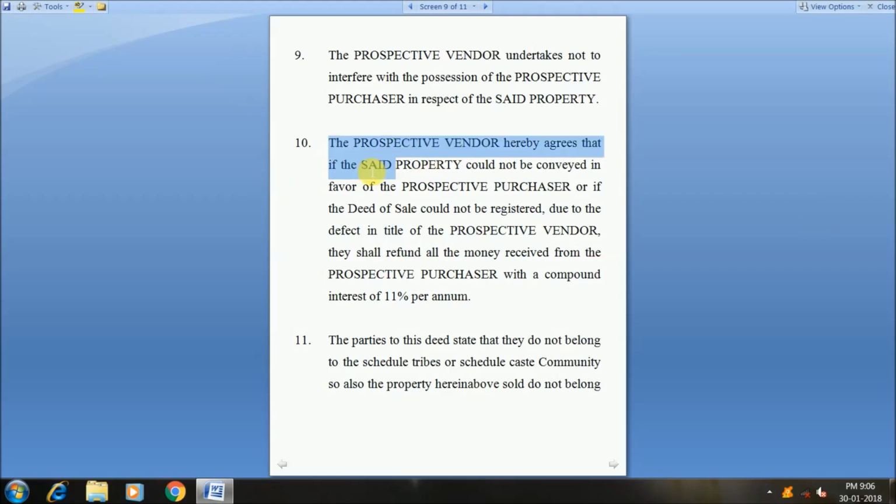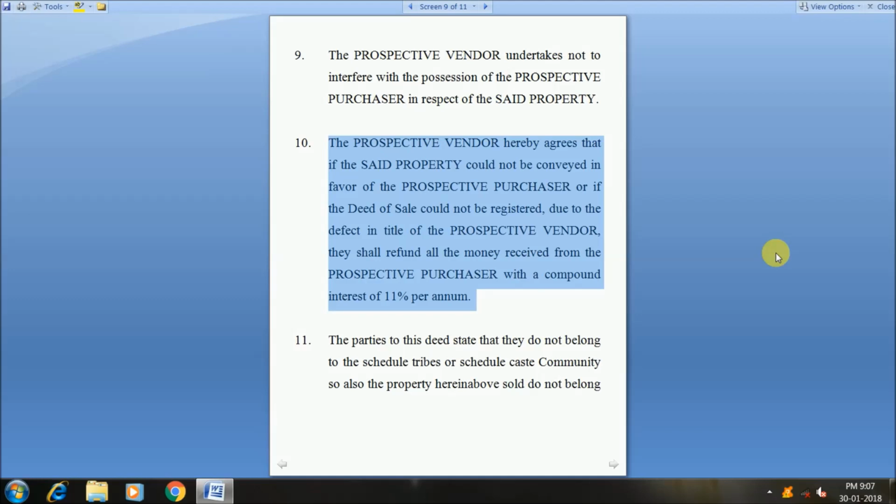So, therefore, if in the event a deed of sale is not executed, then the part payment made by the prospective purchaser is stuck with the prospective vendor. So, therefore, since it is stuck, if in the event the document cannot be made, then the amount is to be returned with compound interest of 11%. This is an optional covenant. Some do put it, some do not. So that is something also that can be considered.